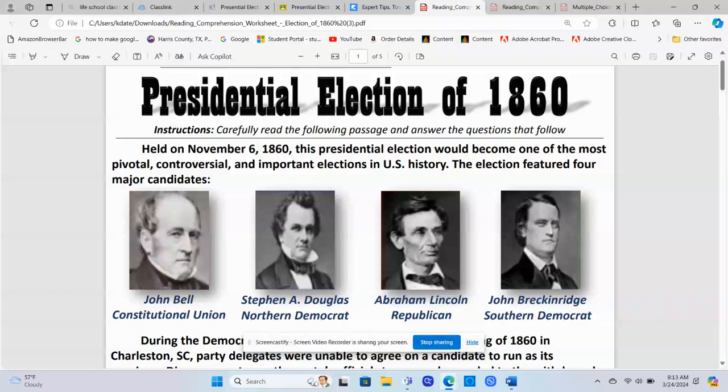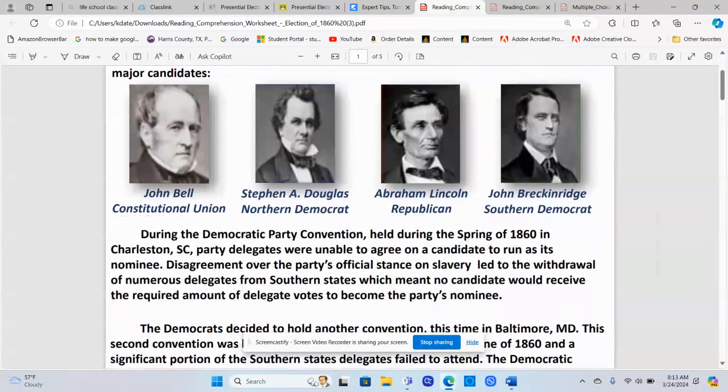Presidential election of 1860, held on November 6, 1860. This presidential election would become one of the most pivotal, controversial, and important elections in U.S. history. The election featured four major candidates: John Bell, Constitutional Union; Stephen A. Douglas, Northern Democrat; Abraham Lincoln, Republican; John Breckinridge, Southern Democrat.